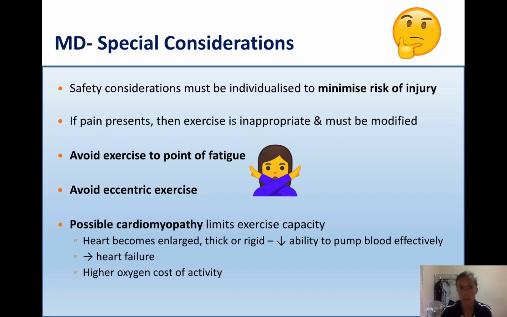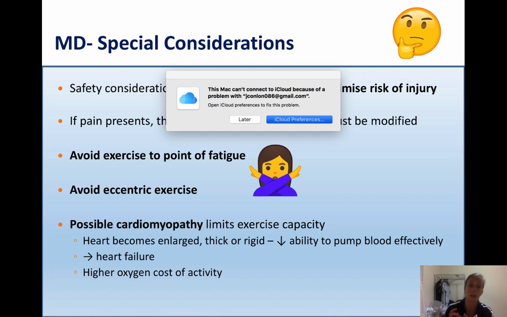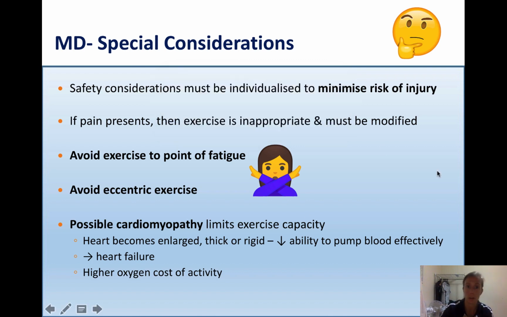And obviously consider, in Becker's and Duchenne's MD, we're going to see cardiomyopathy in about 90% of those individuals, and that's going to limit your exercise capacity. So we've got a reduced ability of the heart to pump blood, and could potentially lead to heart failure, and we know there's going to be a higher oxygen cost of activity. So just bear that in mind as well.